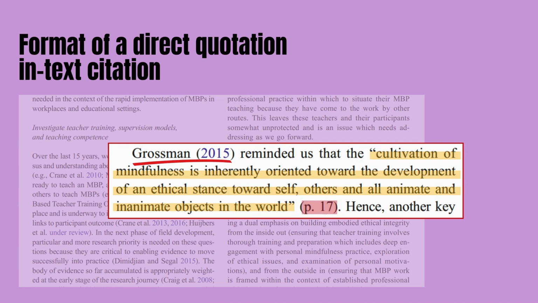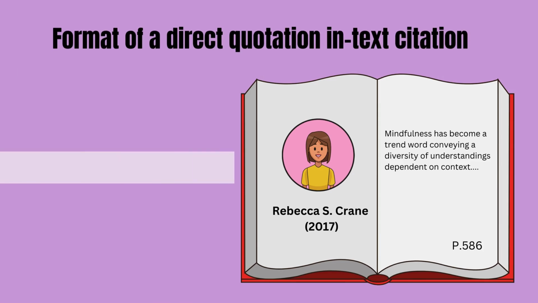This helps your reader quickly locate the original source and verify the accuracy of the citation. The format for this in-text citation is author's surname, followed by year, followed by page number.